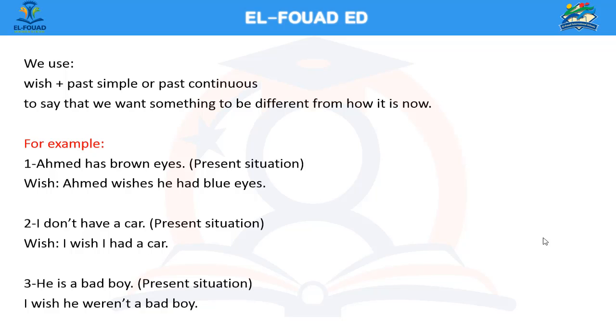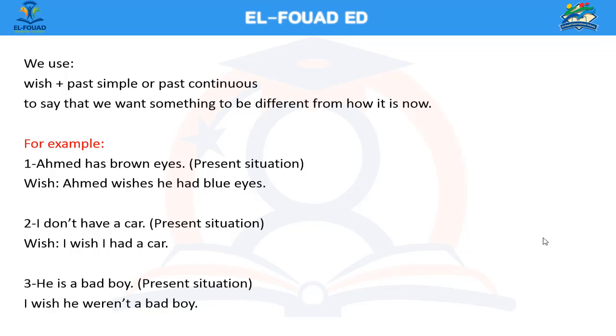Another example, if I say I don't have a car, it's a present situation. Actually, I don't have a car, but I wish to have a car one day. So what I will say, I wish I had a car. So I transfer the verb into the past form. I wish I had a car.